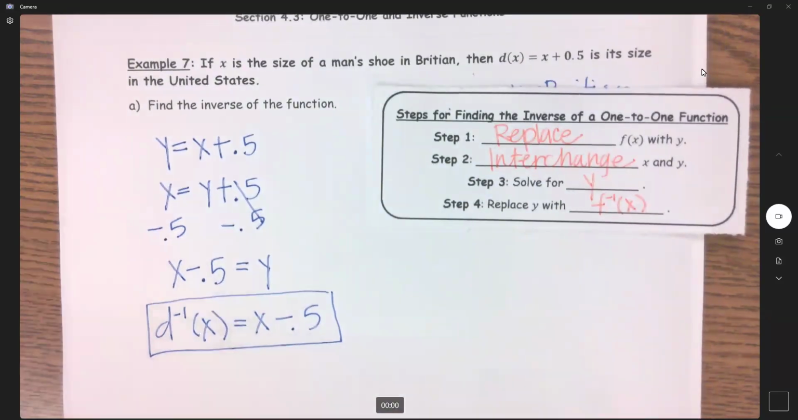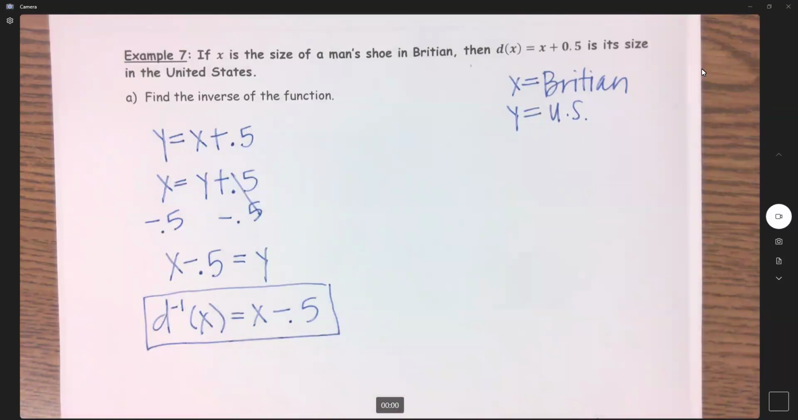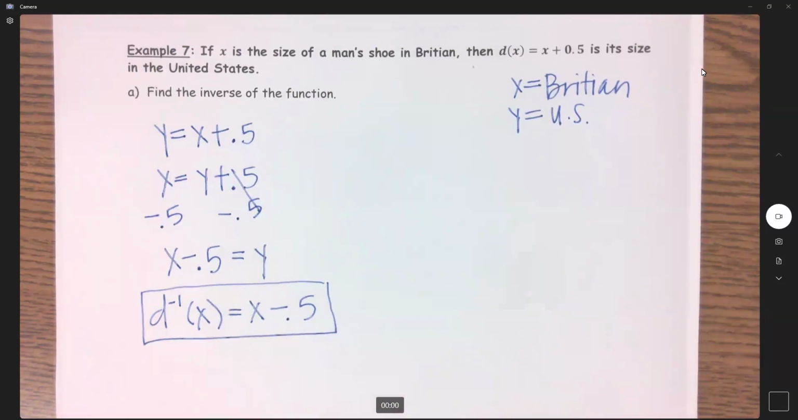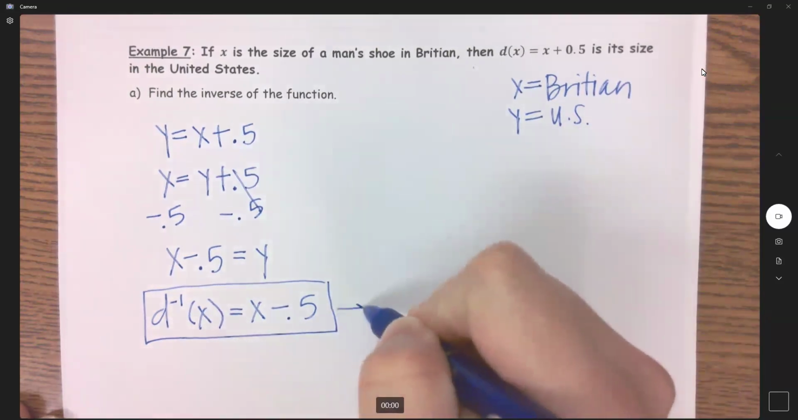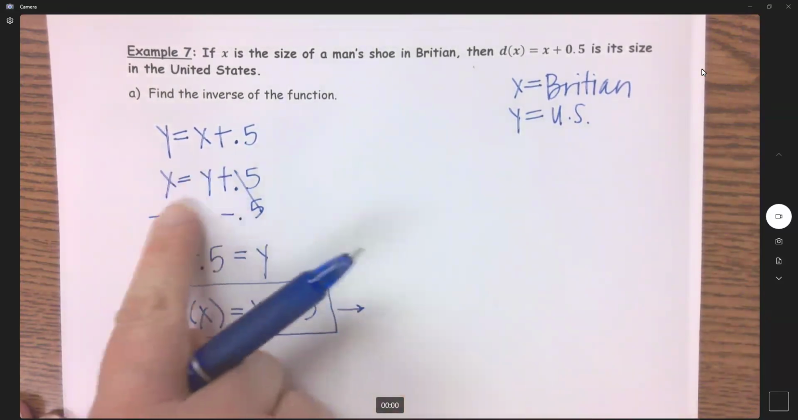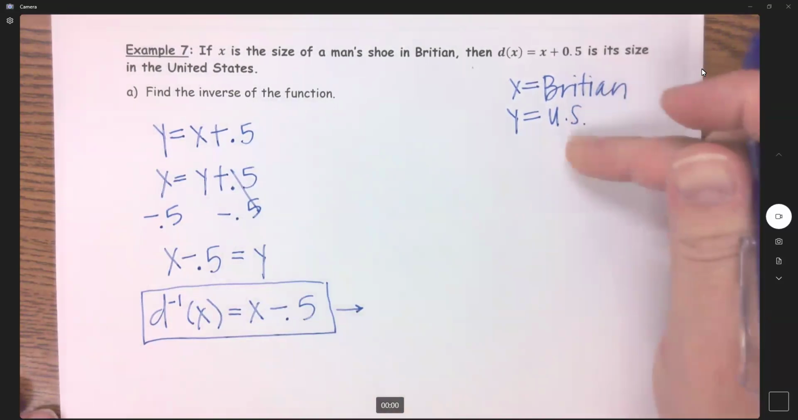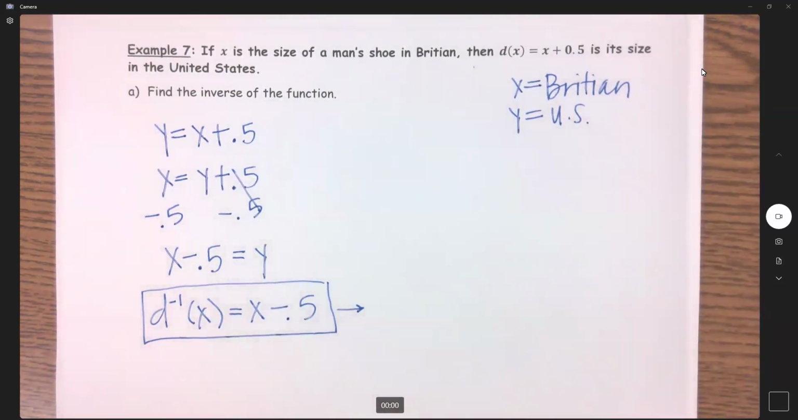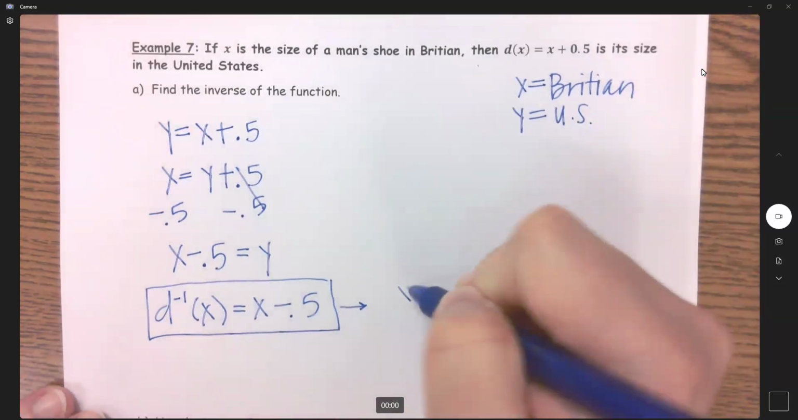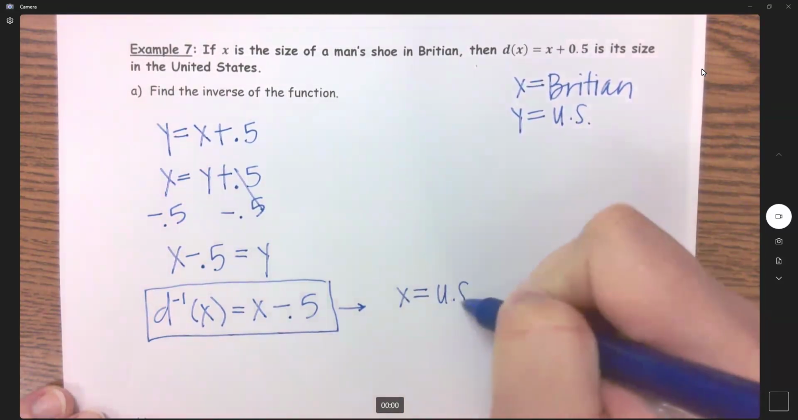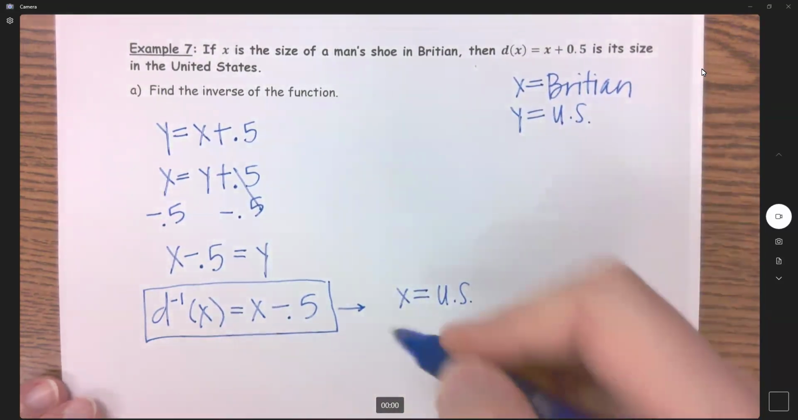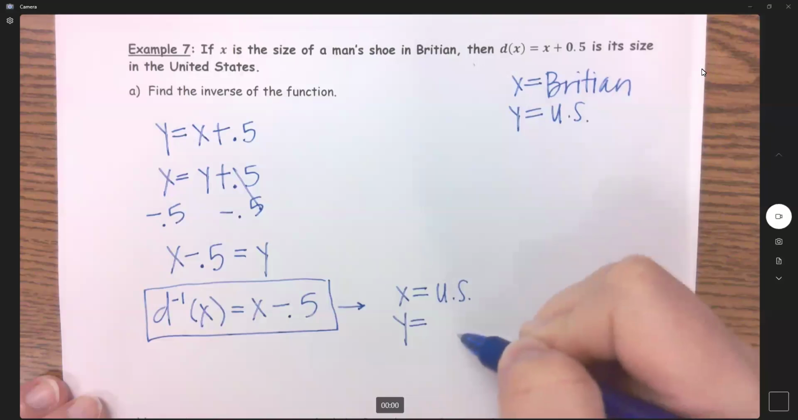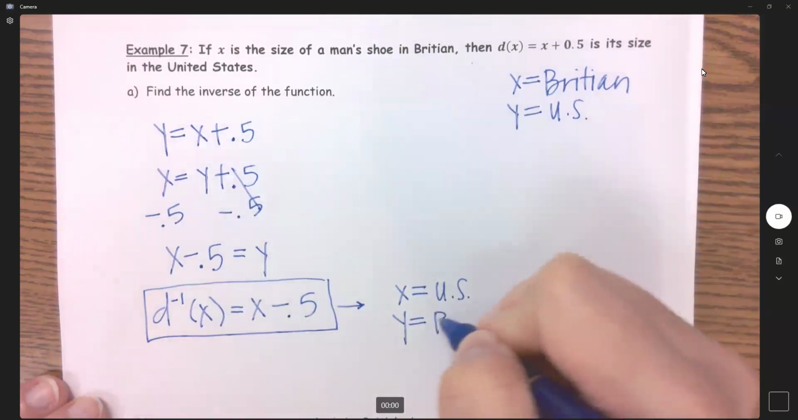Before we go on to part B, we need to label what our x and our y equal. Now that I have switched my x and y's, it means I've switched my x and y meanings up here as well. So now x is representing our size in the US and y is representing the size in Britain.